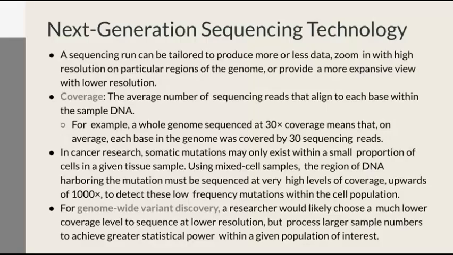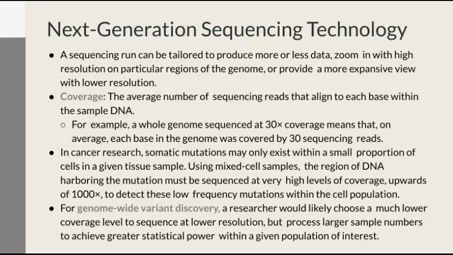So let's summarize what we've gone over. Next-gen sequencing technologies, as we mentioned, are a method that we can use to do a sequencing run. And we can get a lot of details about the sequencing run depending on our concentration or the quality of our reads, so that we have enough coverage to get what we call a good depth. Coverage is the average number of sequencing reads that you have that align to each base within a sample.